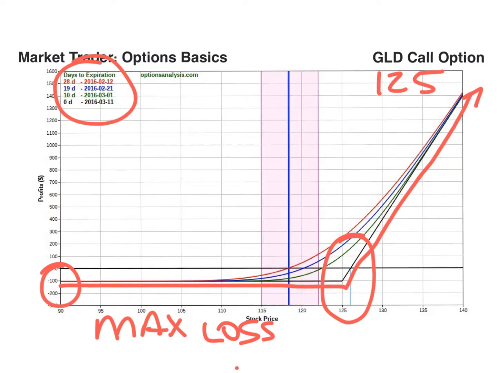The other thing to note is, how much can this option start to make? Well, for example, if the price went up to $130, we could trace from the $130 price level up to the black line, which is expiration, and note that our profit would be $400. So that's $400 profit made from this single call option. If the price further advanced to, say, the $135 range, we would trace up to the black line and see that the profit on this particular option is $900.